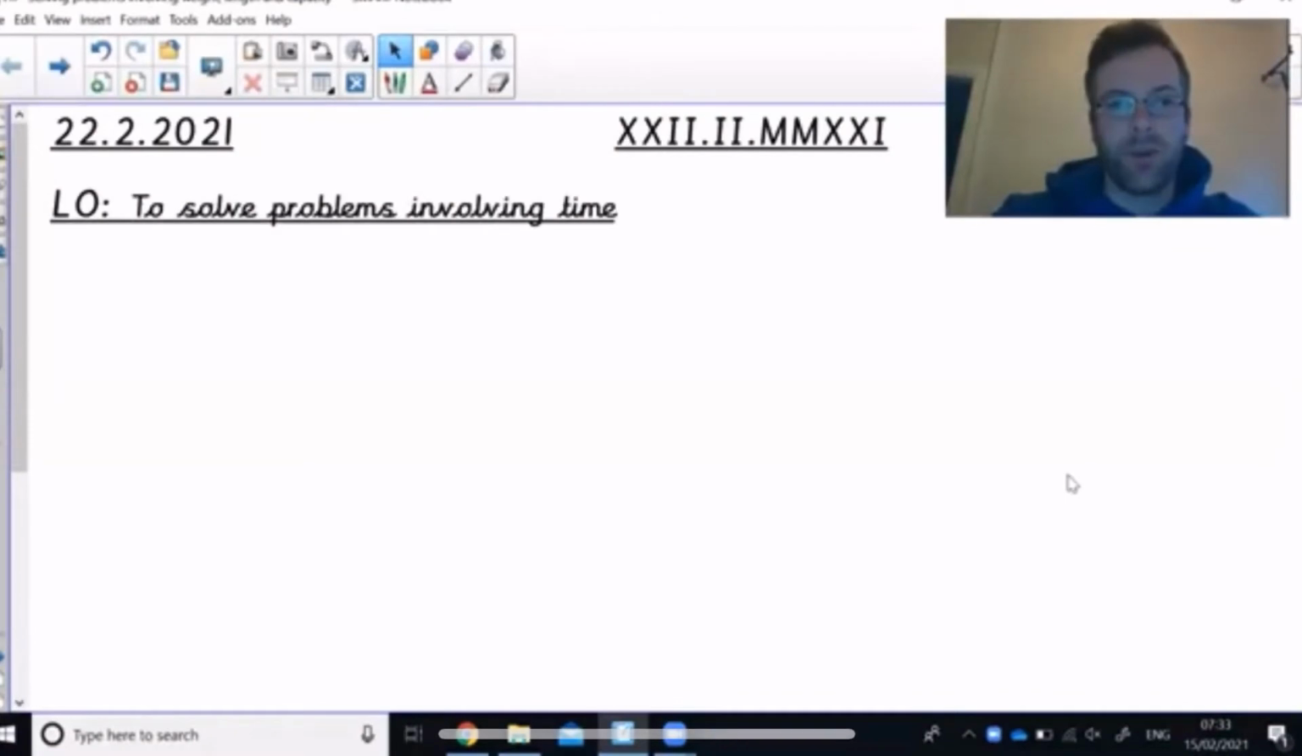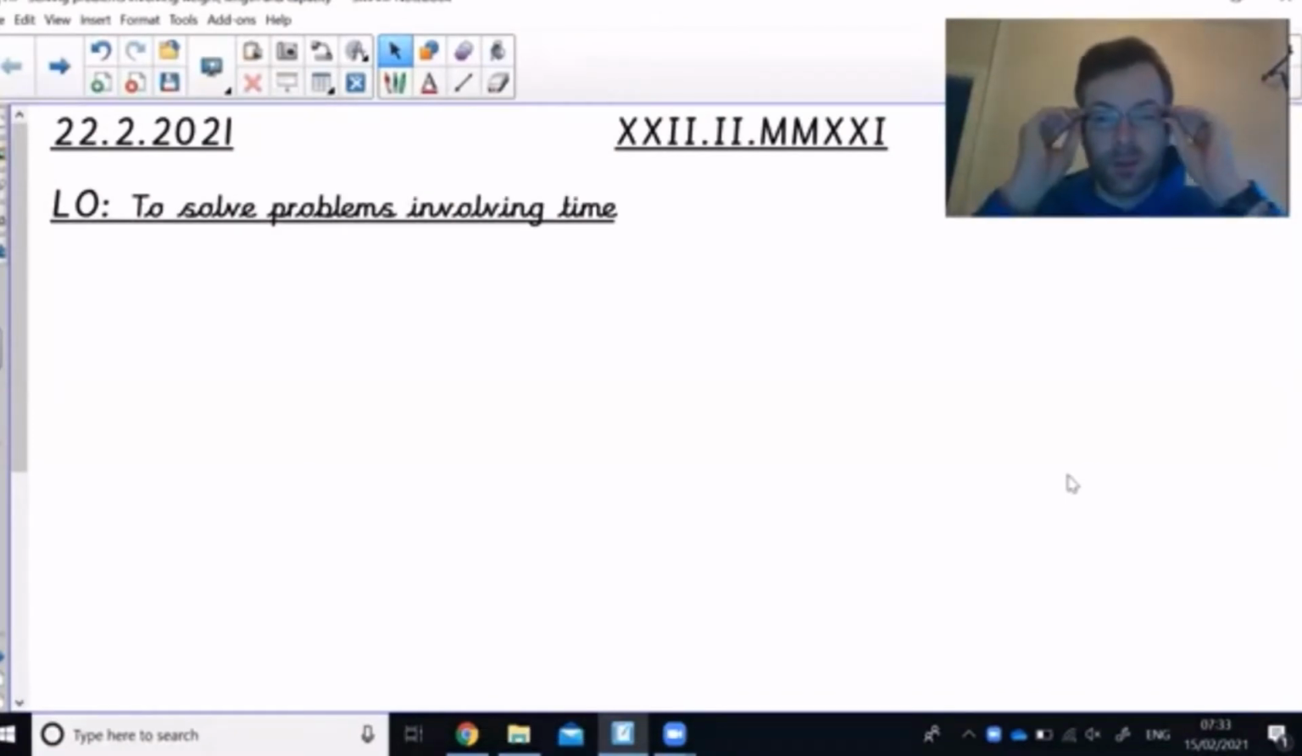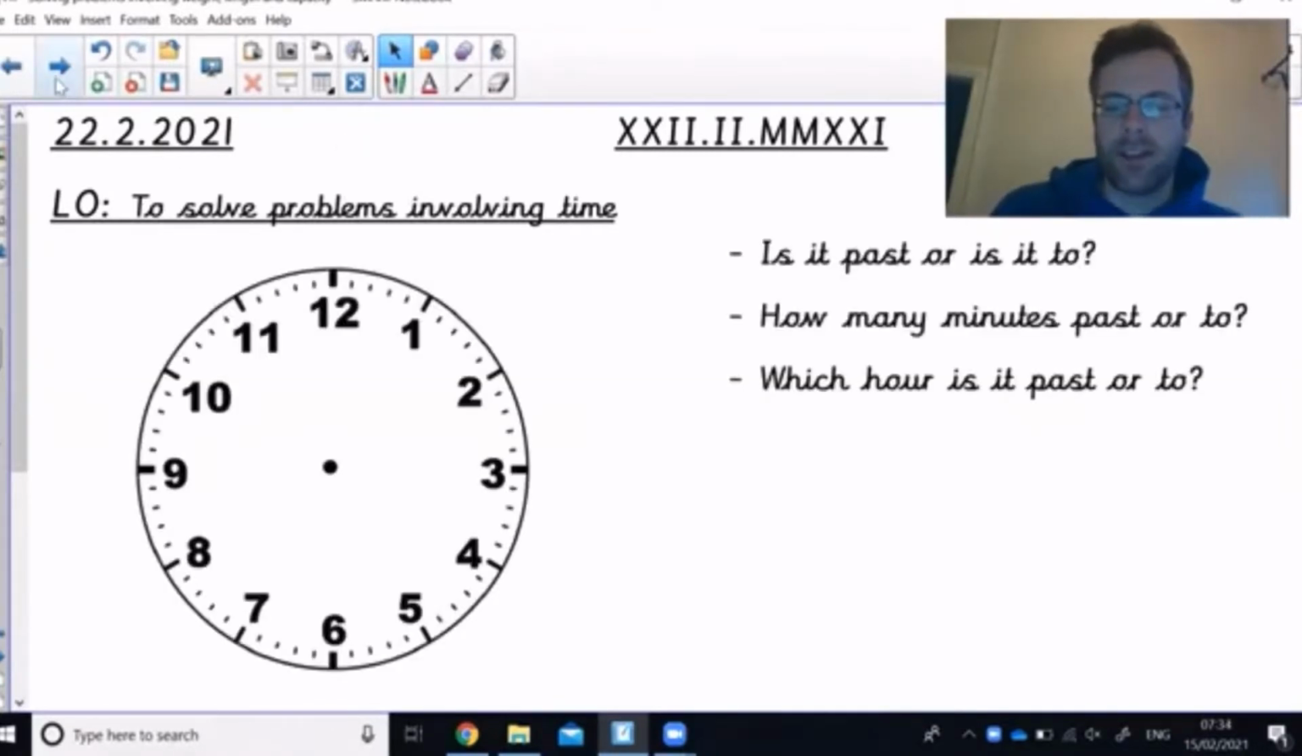Okay, so like I said, we are looking at solving problems involving time. But before we can get into the solving problems, we need to be able to read a clock. So, firstly, let's look at this analog clock. Now, I know that for many of us, we will confidently be able to look at this. But time is a funny one, like even this morning.